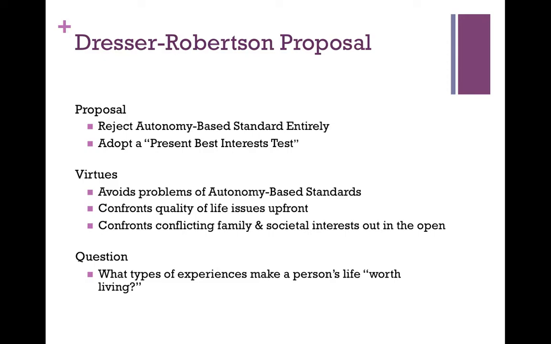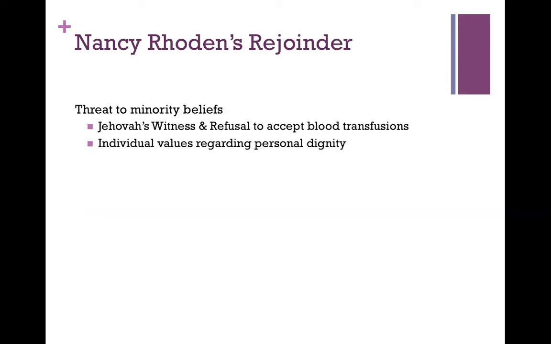So there's a problem here. Drescher and Robertson suggest, well, let's get rid of the autonomy-based standard because then we can avoid its problems, which seems right, but then you just introduce a whole different set of problems. So I'm not certain that their suggestion is really going to do what they expect it to do. In addition to this, Nancy Roden offers a rejoinder, which adds another type of criticism. The criticism I'm raising for the Drescher-Robertson proposal is just that while it does avoid certain problems, it introduces its own ambiguities and problems.